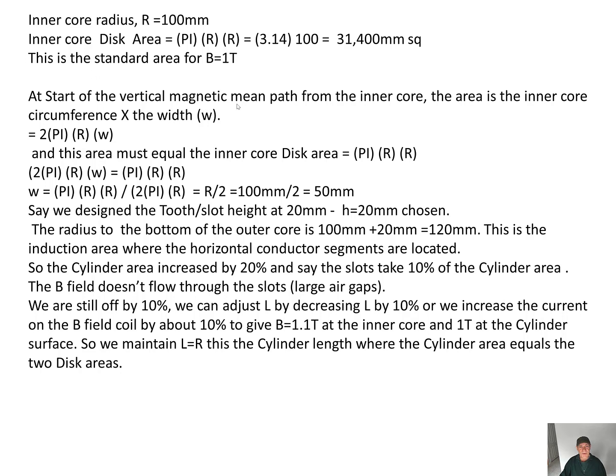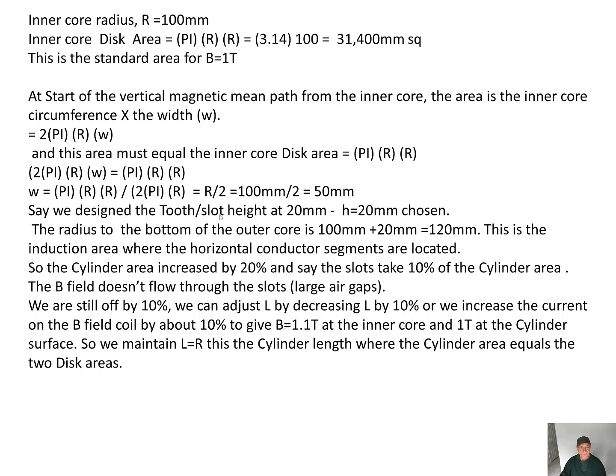At the start of the vertical magnetic mean path from the inner core, the area is the inner core circumference times the width, so it equals 2 pi R W. This area must equal the inner core disc area, which is pi R squared. So 2 pi R W equals pi R squared, which gives W equals R over 2. So the width has to be 50 millimeters to keep the areas equal, so that you still keep the density, the B field, at 1 Tesla.